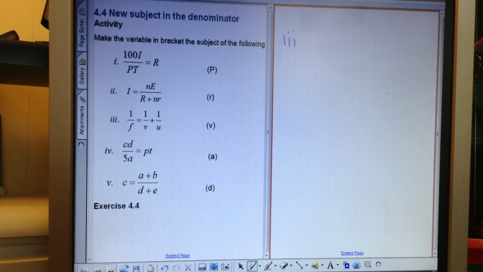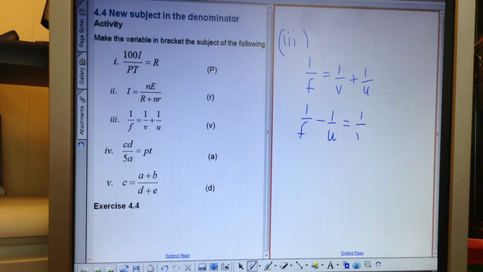I. We have 1 over F equals 1 over V add 1 over U. We want to make V the subject, so we can have 1 over F minus 1 over U equals 1 over V.